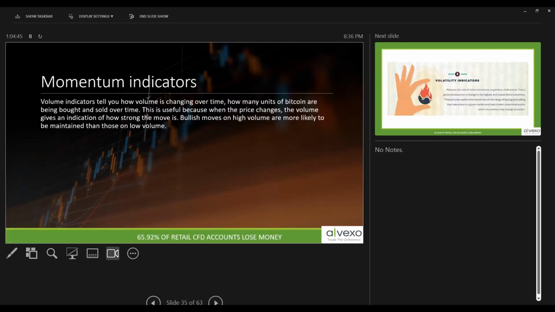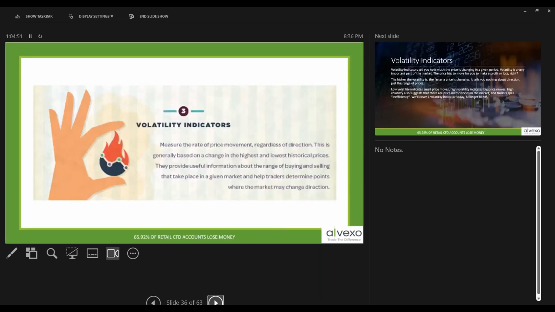So volume indicators also show us the shift in volume over time. And then we have volatility indicators. Volatility indicators measure the rate of price movement regardless of the direction. This is generally based on the change in the highest and lowest historical prices that provide useful information about the change of buying and selling that take place in a given market.